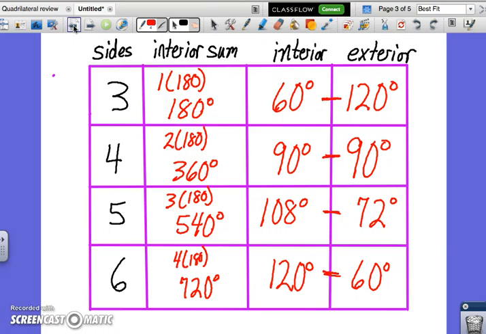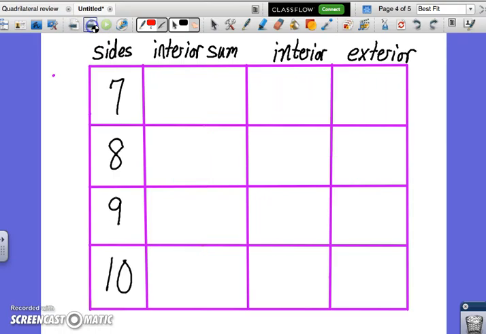A six-sided, and you will need to know these names and be able to spell them, is a hexagon. H-E-X-A-G-O-N. All right, so seven sides. 7 is a heptagon, H-E-P-T-A. So for this one, hepta is the prefix, so a heptagon.